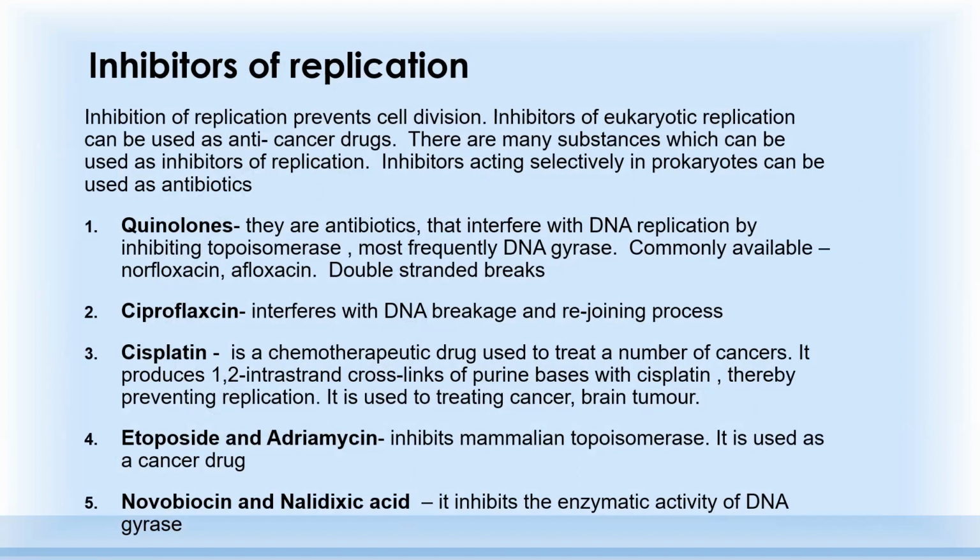So examples of inhibitors are, first, quinolones. They are basically antibiotics. Their basic function is that they inhibit the functioning of topoisomerase. By inhibiting the function of topoisomerase, it inhibits the action of DNA gyrase, and thereby it results in a DNA strand with many breaks. The commercially available quinolones are norfloxacin and ofloxacin. The quinolones are also called floxacins.